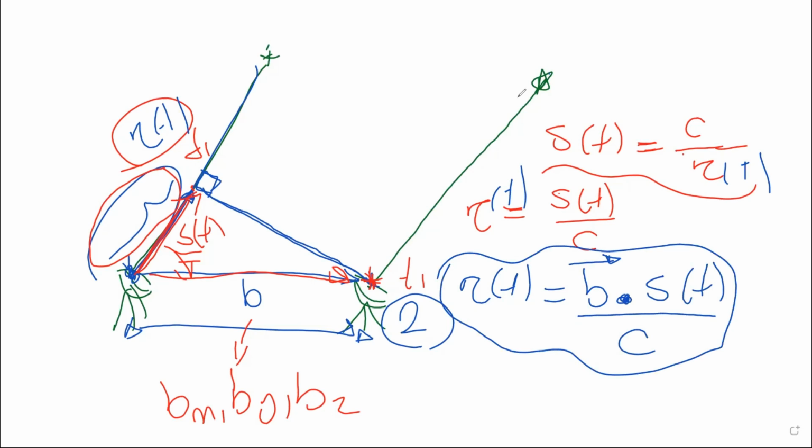So what is B? B is this vector. And S, what is S? S is the vector pointing to the quasar, this vector. So in fact, I can write it like this. This vector is ST, and this one is B. So I will write B, and both are vectors.